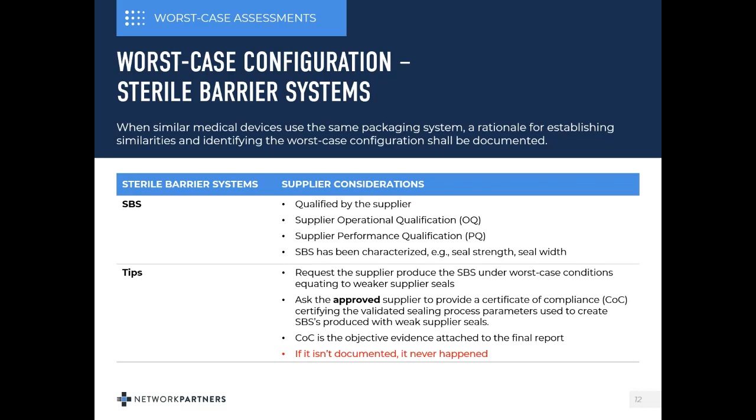And then I highlighted this one in red because a wise VP of quality once told me that if it isn't documented, it never happens. I think these are words to live by, because we tend to make a lot of assumptions. I like to use trust but verify. People come at us with a lot of different information. Go ahead and trust it, but I also recommend you verify it, because a lot of things get lost in translation.